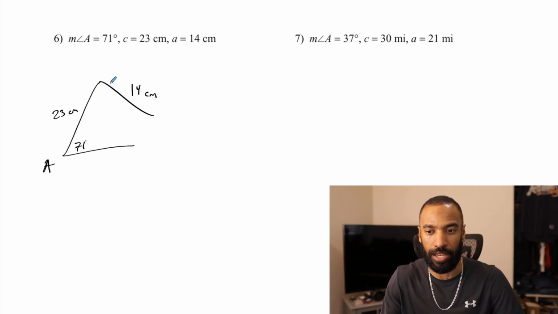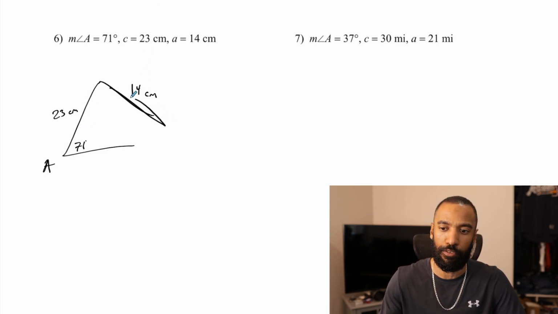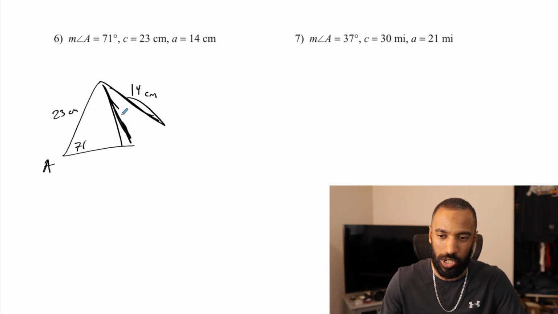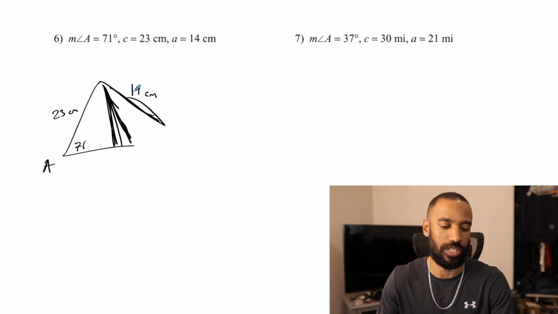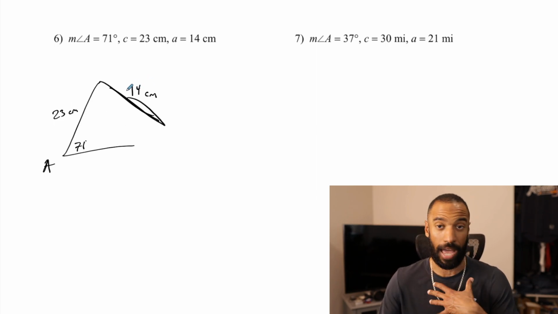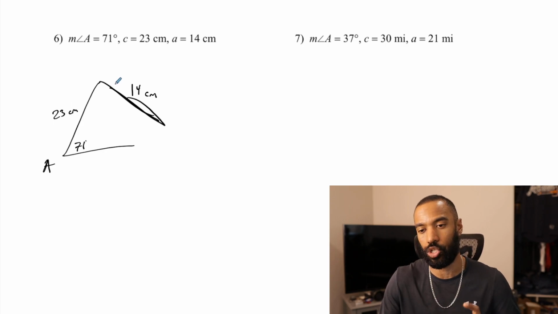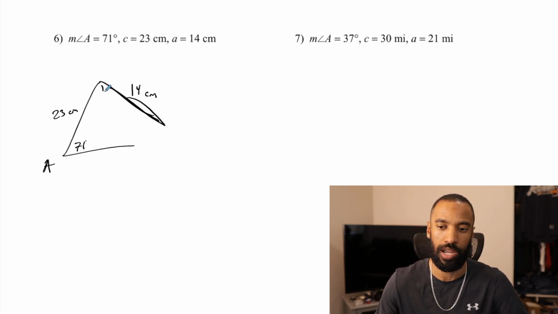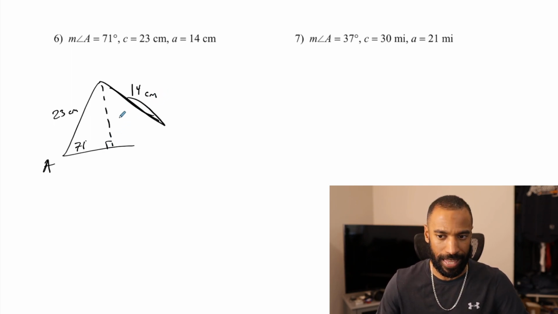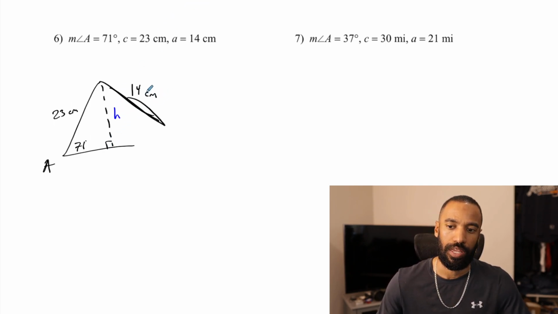Because it's an acute angle, this side gets to bend inward toward the triangle more, so maybe 14 is enough to actually bend in and reach. Can it actually touch that side? I don't know the answer. What I do know is we can calculate it by asking, what is the shortest side length possible that can reach here? The shortest side length is the one that would go perpendicularly into it like that. Some h value, this h.